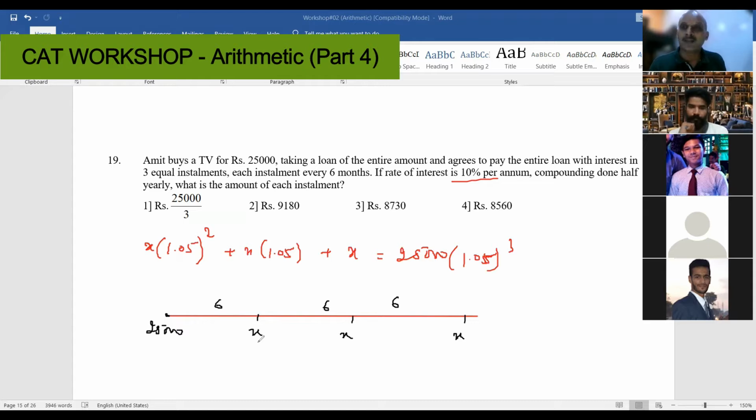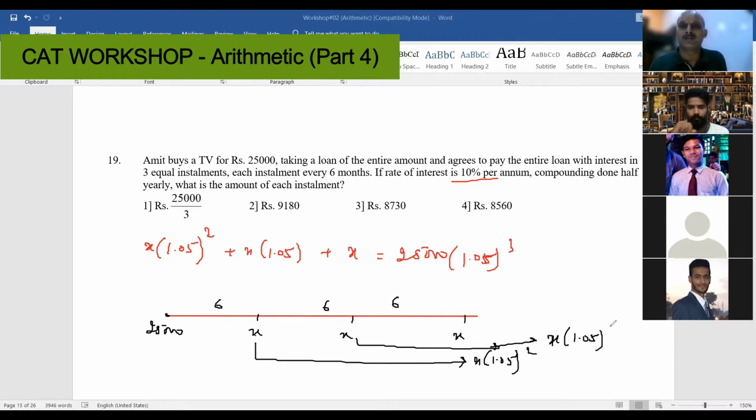Future value of the first x rupees will be how much? Means from this date to 2 more periods later, it will be x into 1.05 square. Future value of the first installment of x. For the second installment, it will be x into 1.05 to the power 1, which I can ignore. And the last payment is x, so the value of that x on that date will be x rupees.